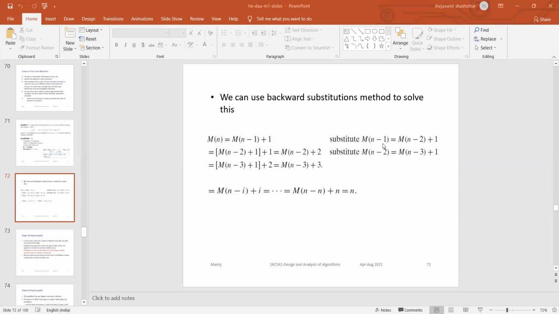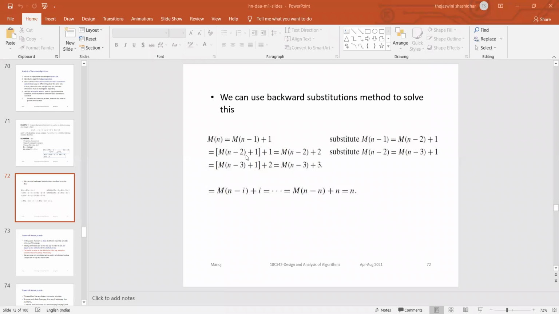Substitute M(n-1) in place of M(n), so you take it as M(n-2). For n it is n minus 1, and for n minus 1 it will be n minus 1 minus 1. Just substitute n minus 1 in place of n. What do you get when you substitute n = n minus 1? Here in place of n you substitute n minus 1, so that is given as M(n-2) + 1.